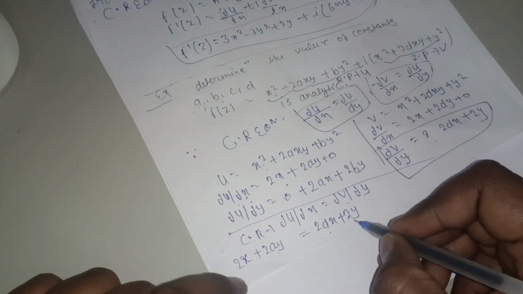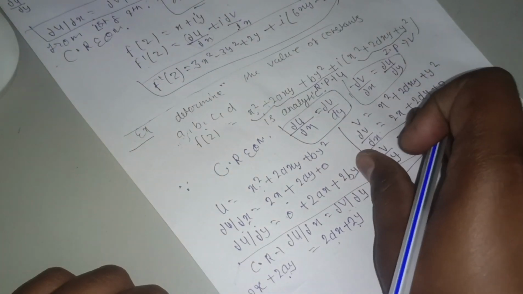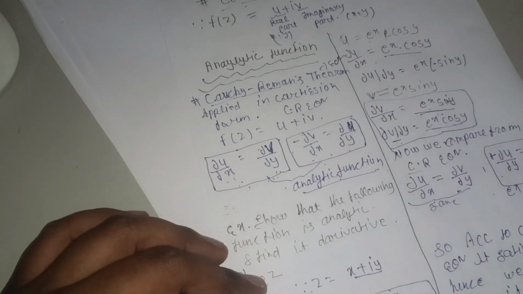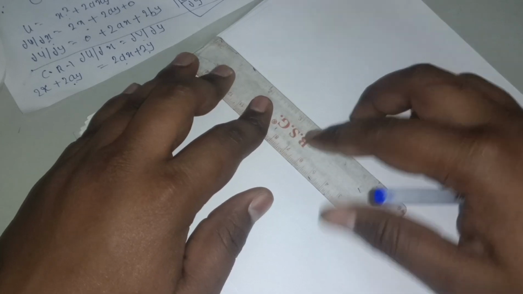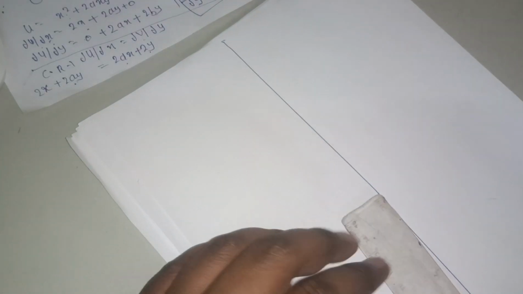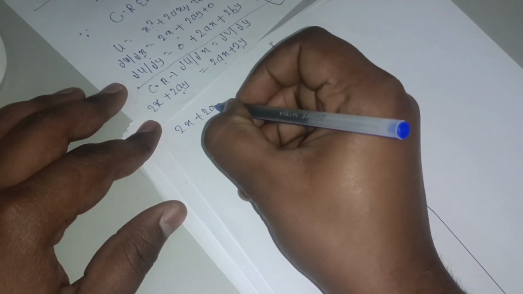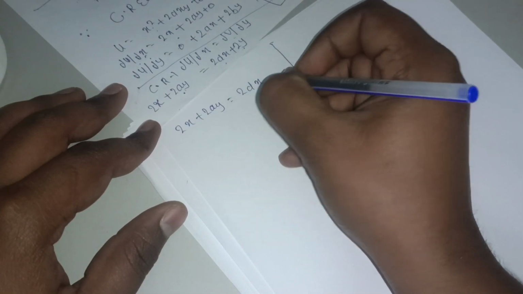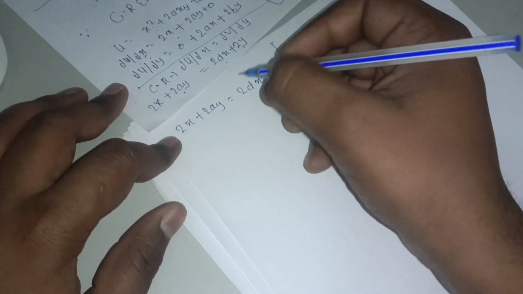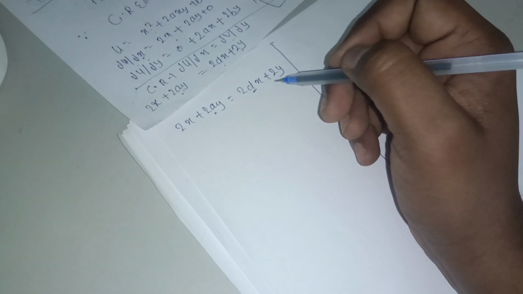So how to solve it? Let me write on the second page. Let me draw a line for better representation. So we have this, right? 2x plus 2ay is equal to 2dx plus 2y. So basically we have to find, there are two variables and two equations.